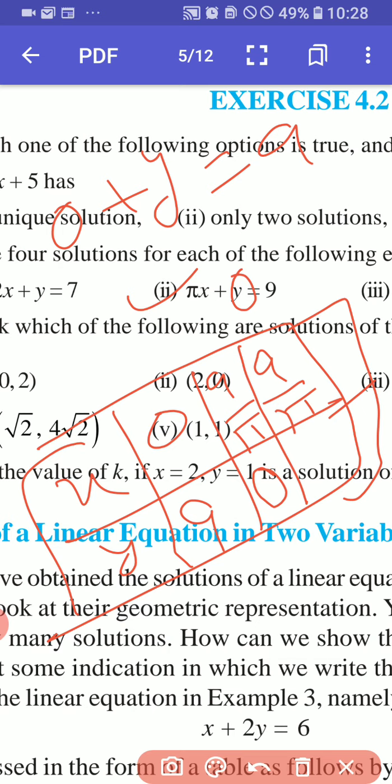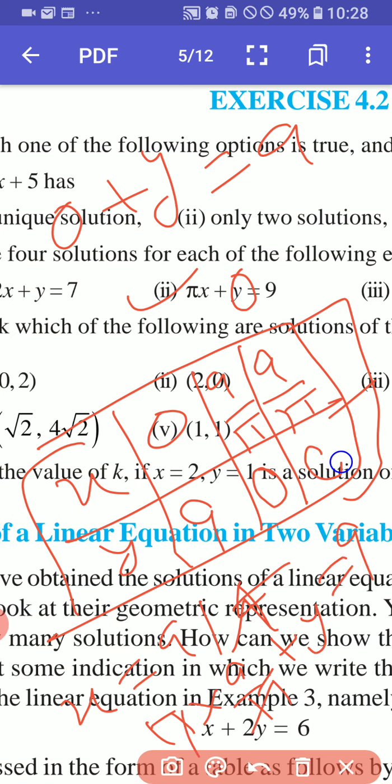If I will put x equal to 9 upon pi, I will find out pi into 9 upon pi plus y equal to 9. You will get y equal to 0. Right? If I will put x equal to 1, I will get y equal to 9 minus pi. So same way I can find out the solution of rest of the part.